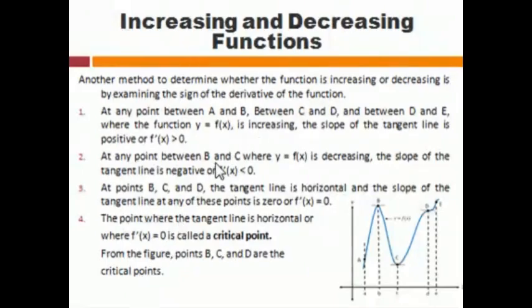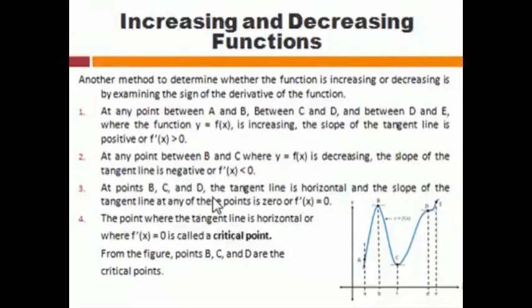At any point between B and C, this point B and this point C, where y is equal to f of x decreasing, the slope of the tangent line is negative, or the first derivative f prime x is less than 0. Okay? If we have a negative value for the first derivative f prime x, then it is said to be decreasing because the slope is leaning to the left.